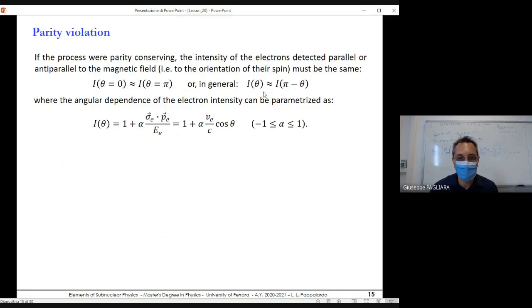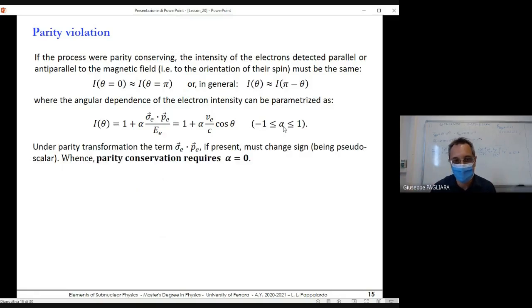The angular distribution of the intensity, I of theta, can be parameterized in this way: 1 plus alpha, then we have this pseudoscalar term, sigma dot p divided by energy, which can also be written in this equivalent notation as alpha v over c cos theta. Cos theta is the angle between these two vectors, where alpha is a parameter that ranges from -1 to 1. So this is the theory.